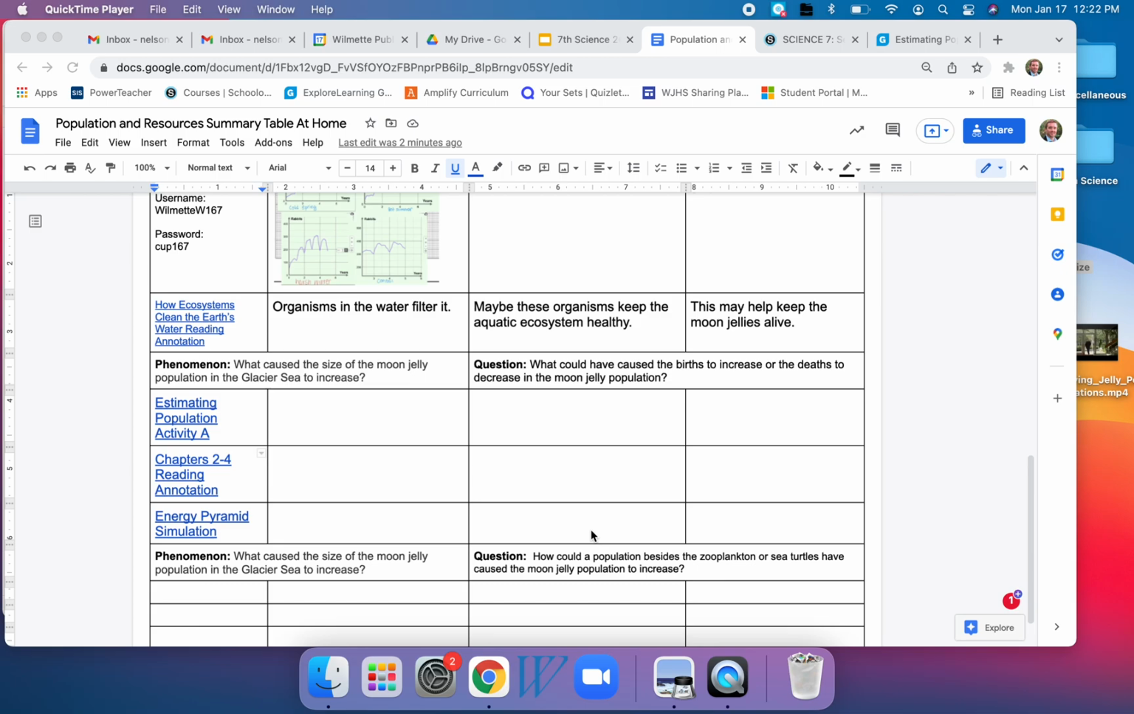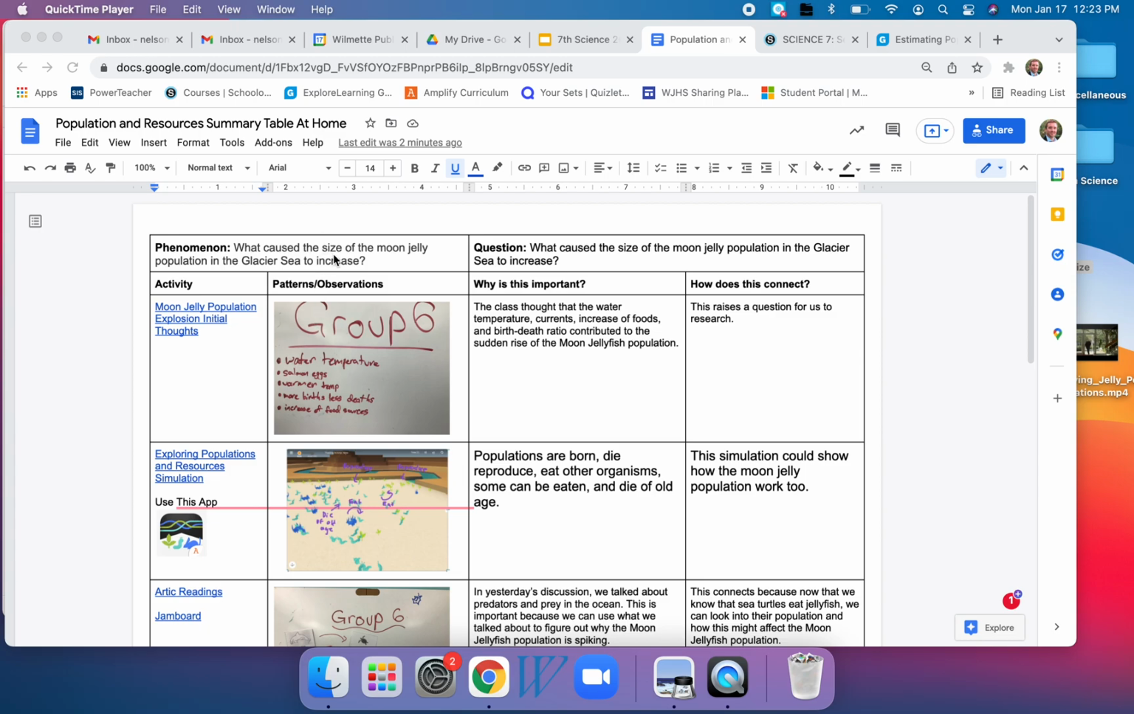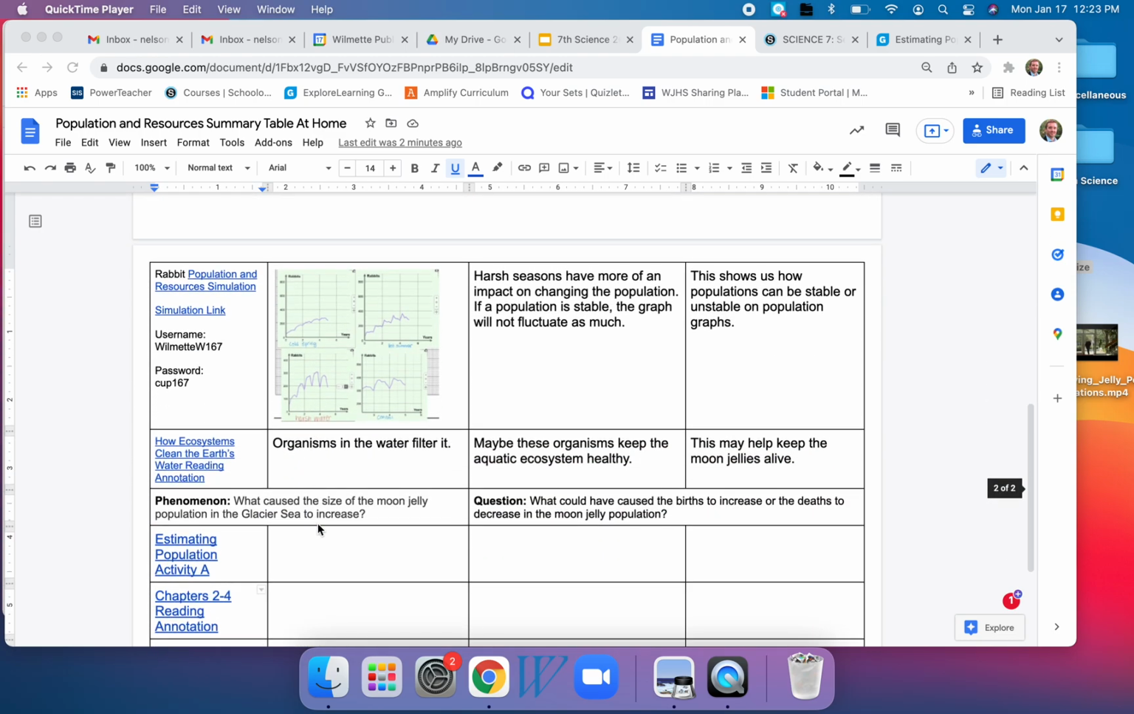Tuesday, January 18th. Our second week of our population and resources unit. What caused the moon jelly population in the Glacier Sea to increase?